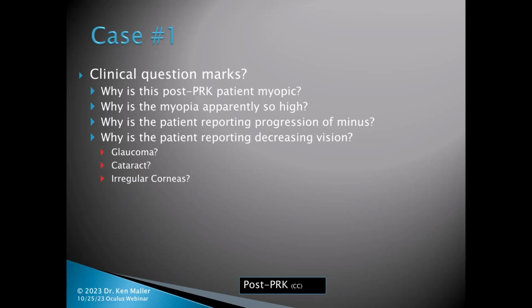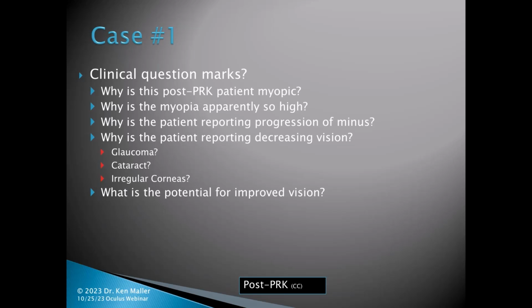She also has noticed that her vision is decreasing. So the question now is, is it glaucoma that is killing off the nerve? Does she have a cataract, perhaps? Or is it the irregular corneas from the PRK? So we have a bit of a conundrum to try and figure out where the problem is coming from that's causing the decreasing vision.